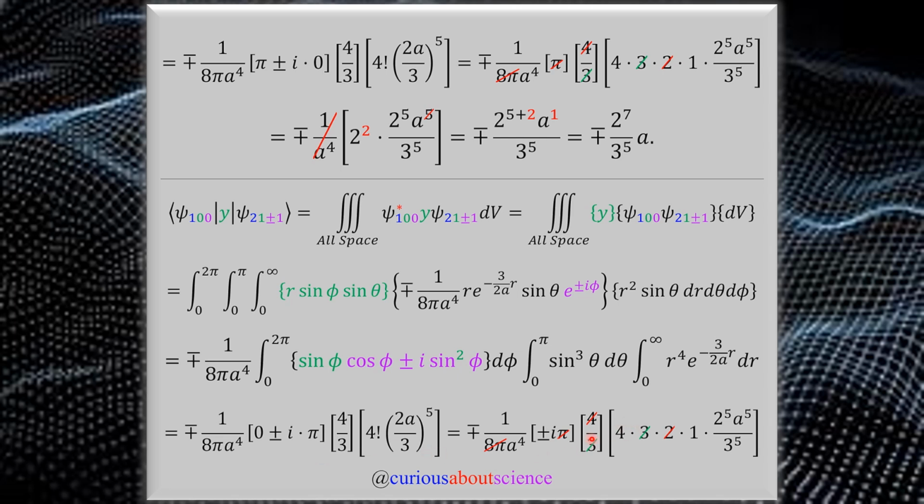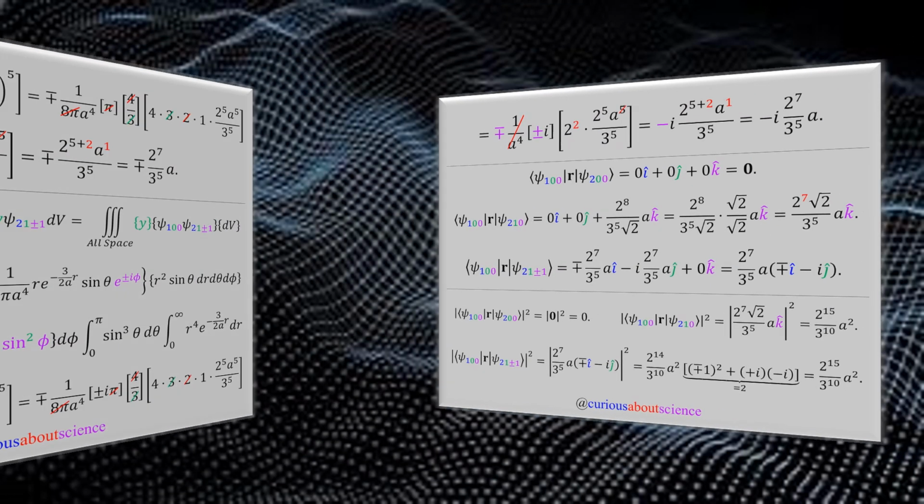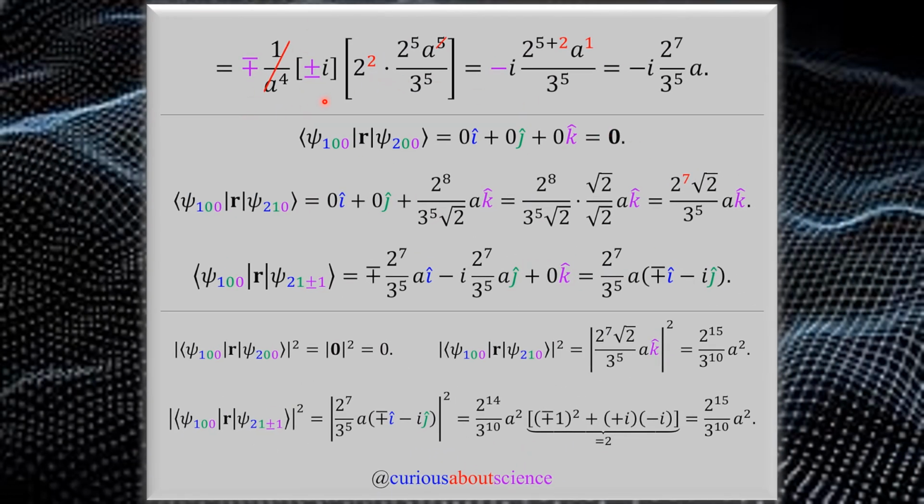Much of the same cancellations happen here, and we can simplify this pretty quick thanks to what we saw in x. So cancel, cancel, simplify down. Here, plus or minus, negative times plus gives you negative. Plus times negative gives you minus. So either way, we're all minus, but we just have an i here. But we still get the heart here of 2 to the 7th over 3 to the 5th, all times a.